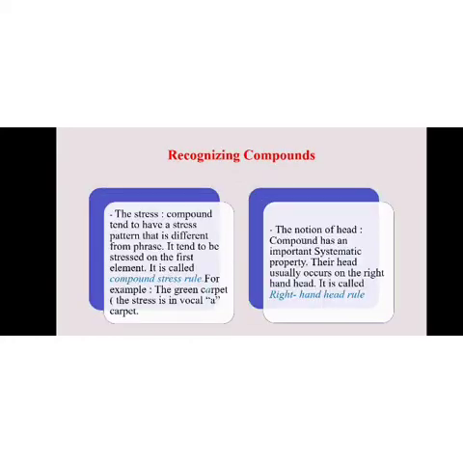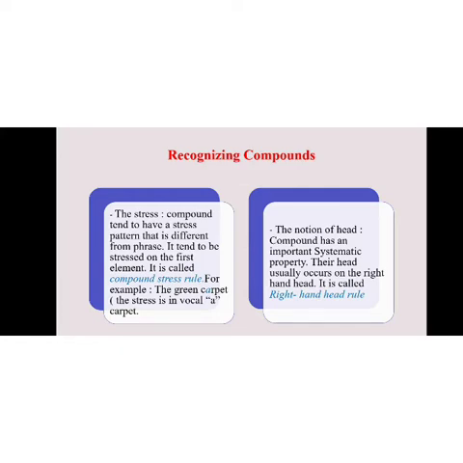Compounds can be recognized in two forms. The first is stress, where compounds tend to be stressed on the first element, so that's why it's named the compound stress rule. For example, the green carpet, so the stress is on the vowel A in carpet.